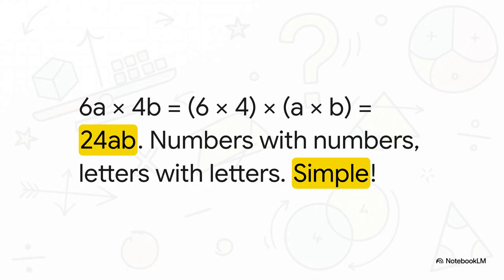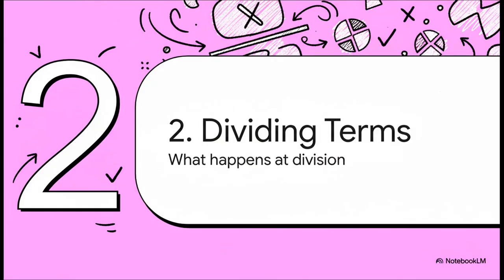Okay, let's do it. Step 1, the numbers. What's 6 times 4? That's 24. Easy enough. Step 2, the letters. What's a times b? Well, it's just ab. We just stick them together. So we put our two answers together and we get 24ab. See? Numbers with numbers, letters with letters. You got this. Awesome job with that.